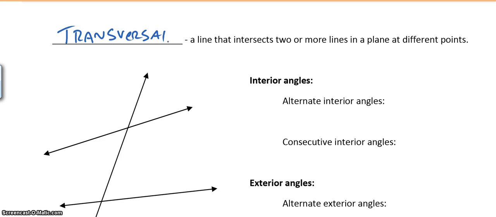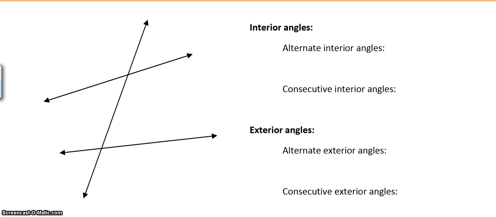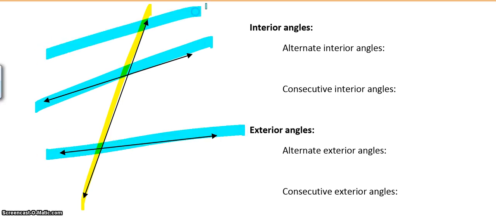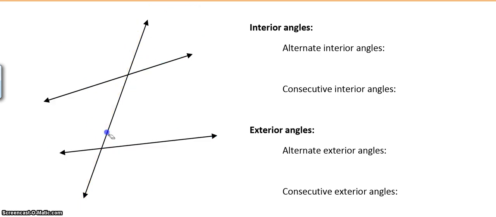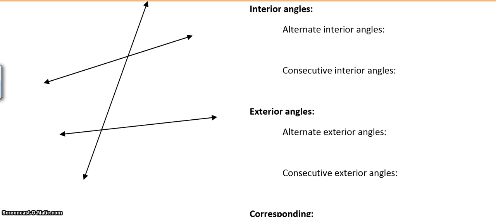Now, a transversal is a line that intersects two or more lines in a plane at different points. So down in our diagram here, this would be our transversal. It's one line that intersects two or more, so we could draw a third line here if we wanted, and it crosses at 3 points. Alright, so that's our vocab, but let's not draw all over this too much because we're going to need it to list all our angle pairs.